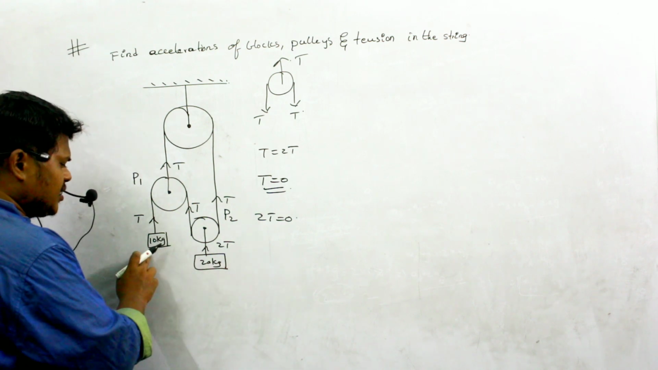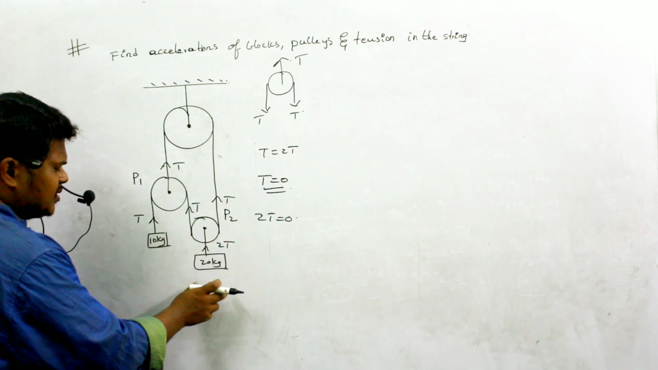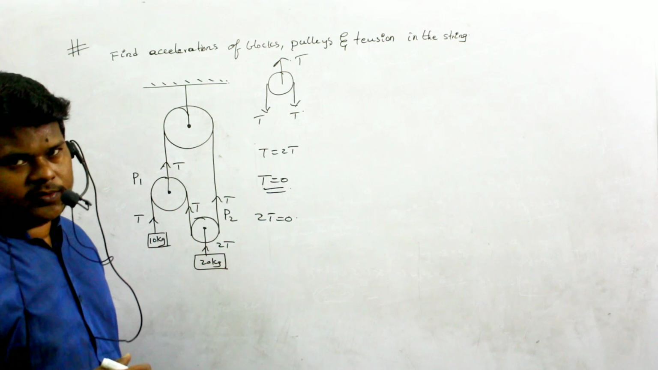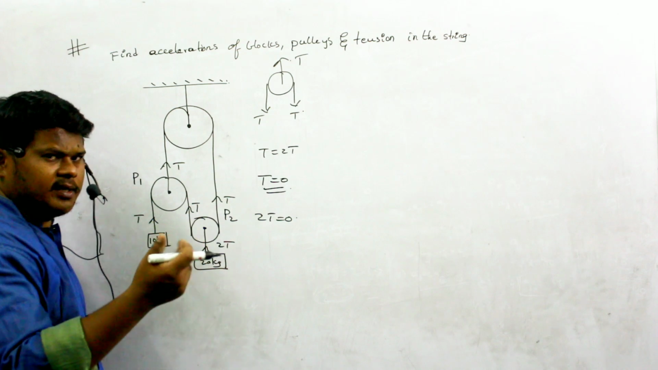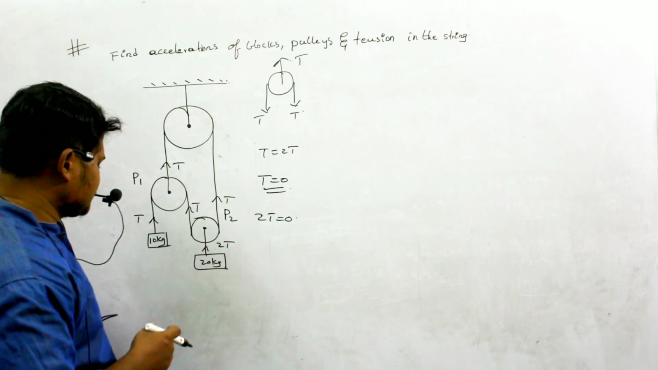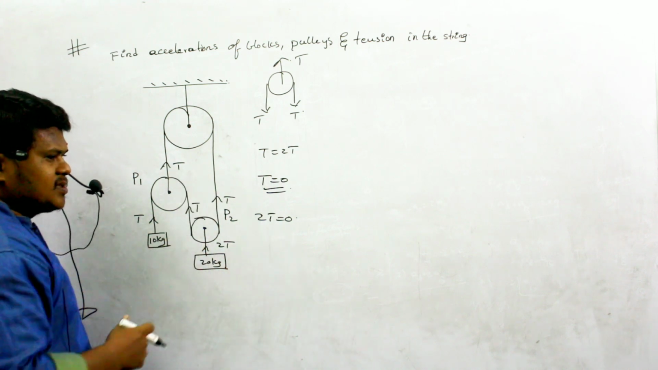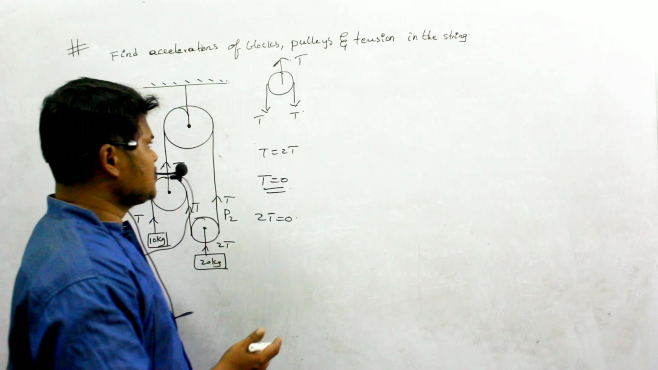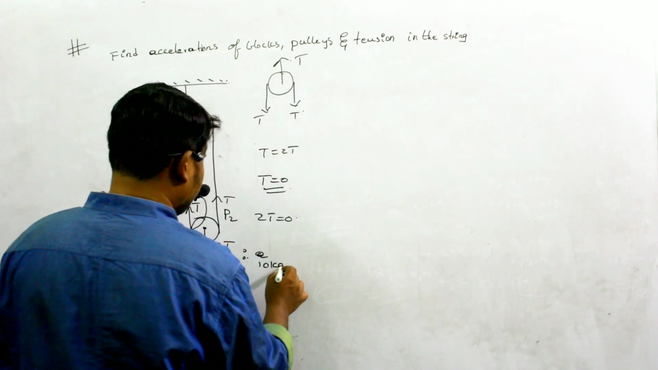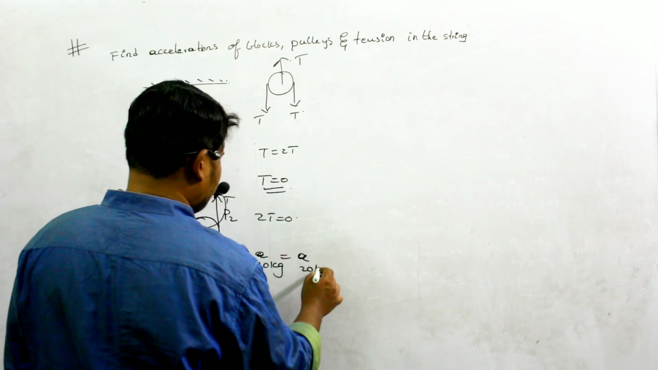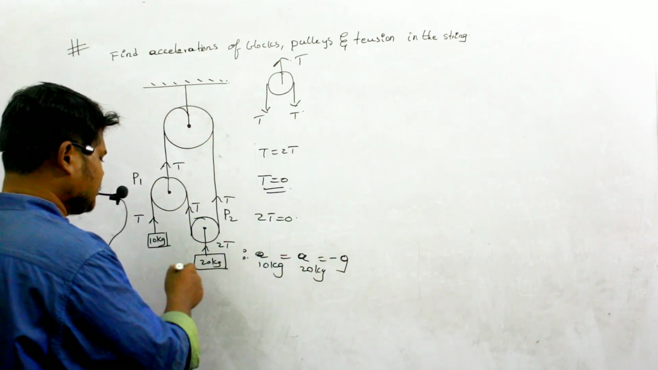So if tension is 0 and these masses are 10 kg and 20 kg, then the only force acting on them will be the force due to gravity. That is, only the weight of these bodies is acting and tension is not pulling these bodies upwards. Then definitely I can say this 10 kg body and 20 kg body will be just like freely falling bodies. So therefore I can say acceleration of 10 kg body is equal to acceleration of 20 kg body is equal to minus g. Or I can say both of them are coming down with an acceleration due to gravity.